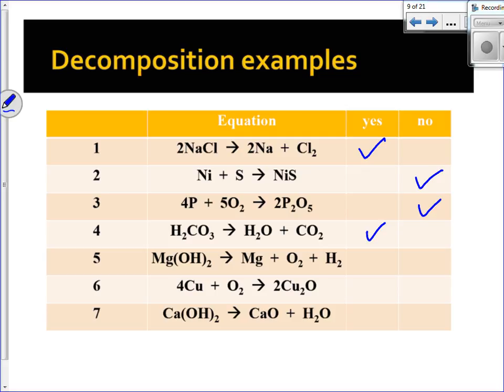Yes, we have carbonic acid breaking down into water and carbon dioxide. How about 5? Yes, we have magnesium hydroxide. Remember, hydroxide's here. Breaking down into magnesium, oxygen, and hydrogen, 3 different separate elements. How about number 6? No, because that's a synthesis. Copper is being added to oxygen to give you copper 1 oxide. And last but not least here we have calcium hydroxide turning into calcium oxide and water. So that's a yes, good.